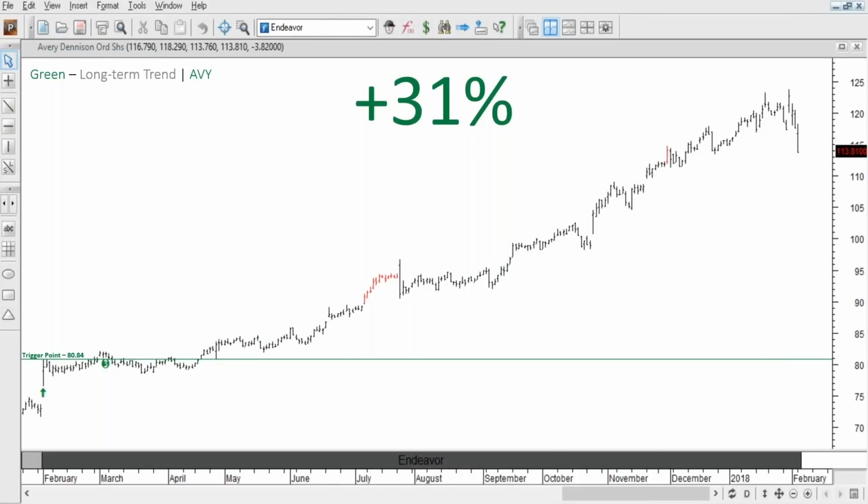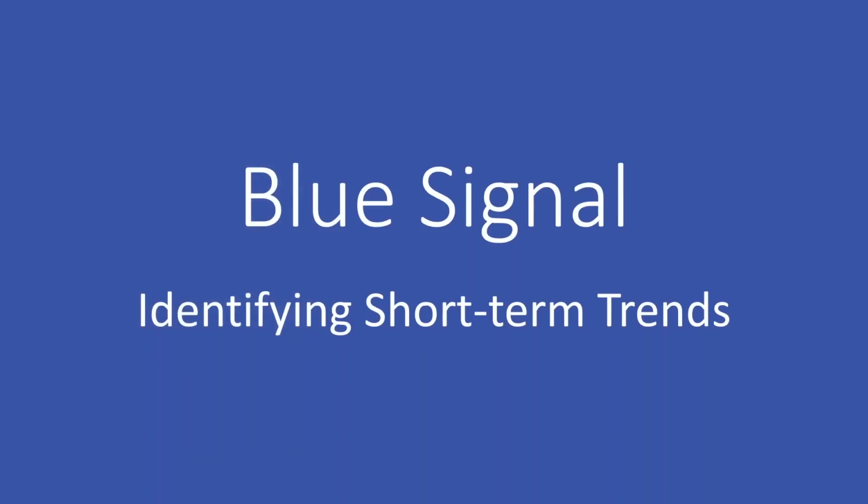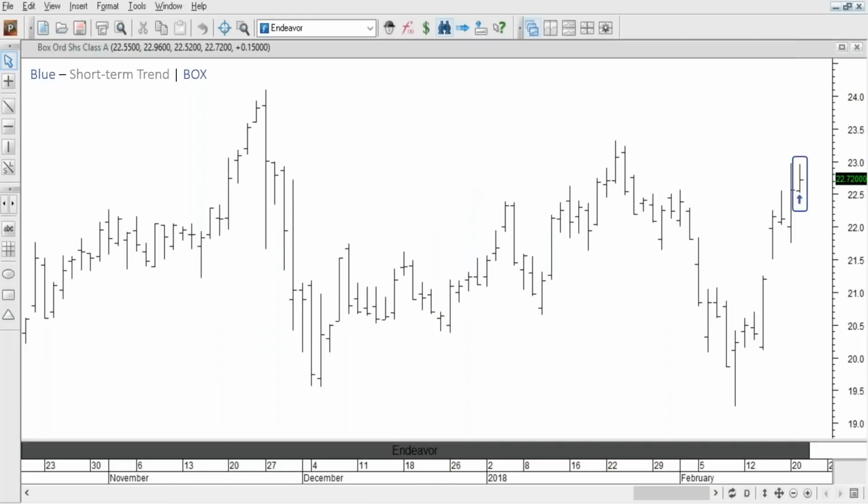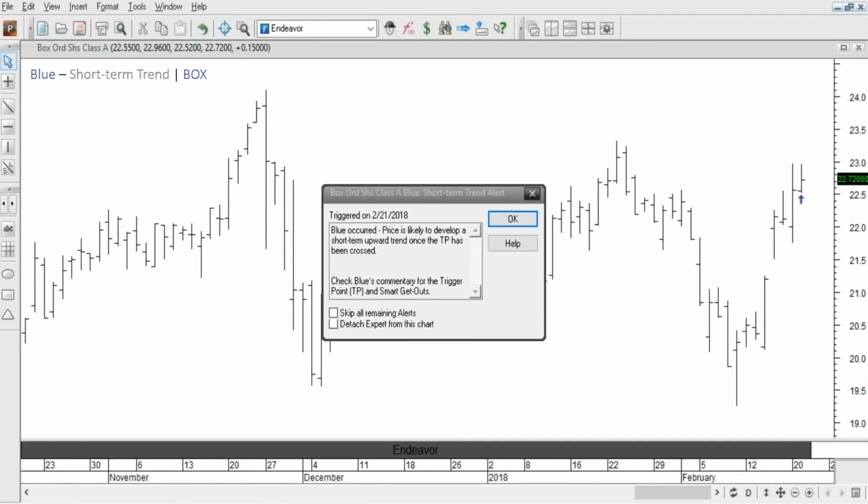But if you're not interested in long-term trends, next, we have the blue signal, identifying short-term trends. This is ticker symbol BOX. It had a blue signal near the end of February. Just like the last example, when a signal appears, you'll get an alert box to remind you what the signal represents and to check the commentary for the trigger point.